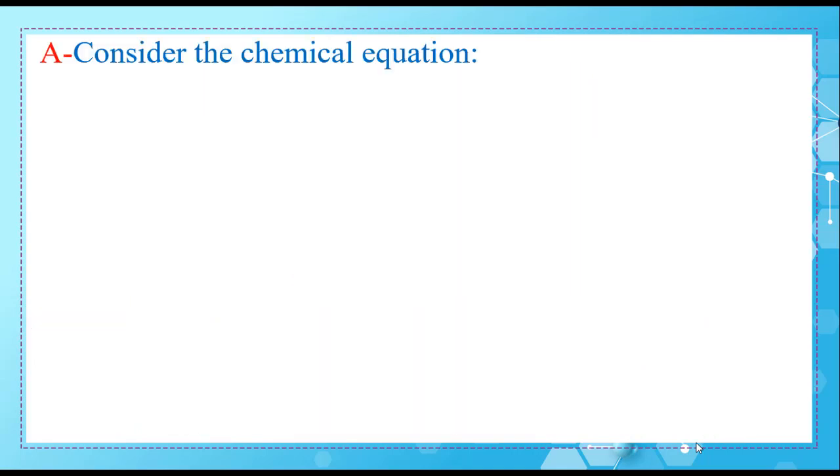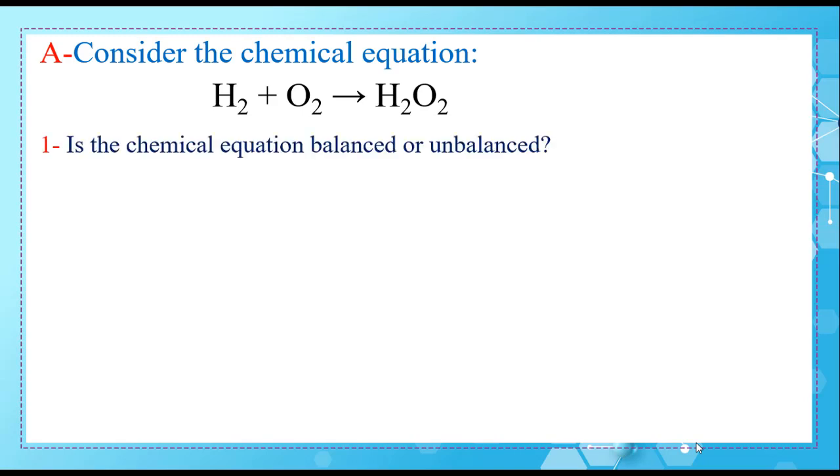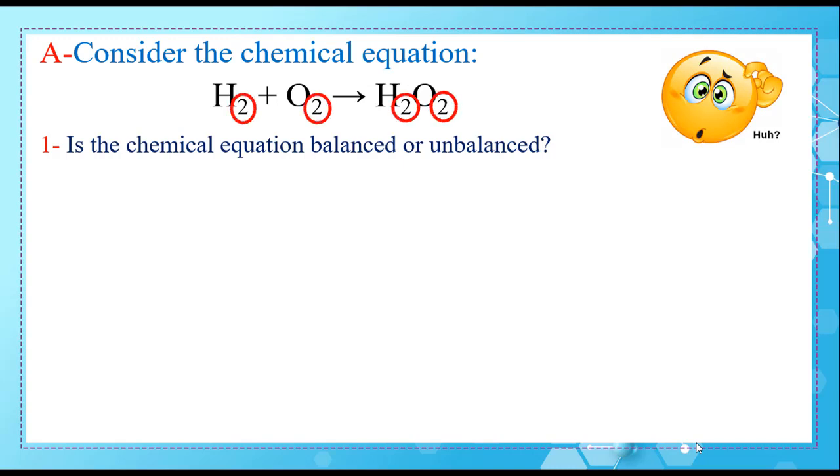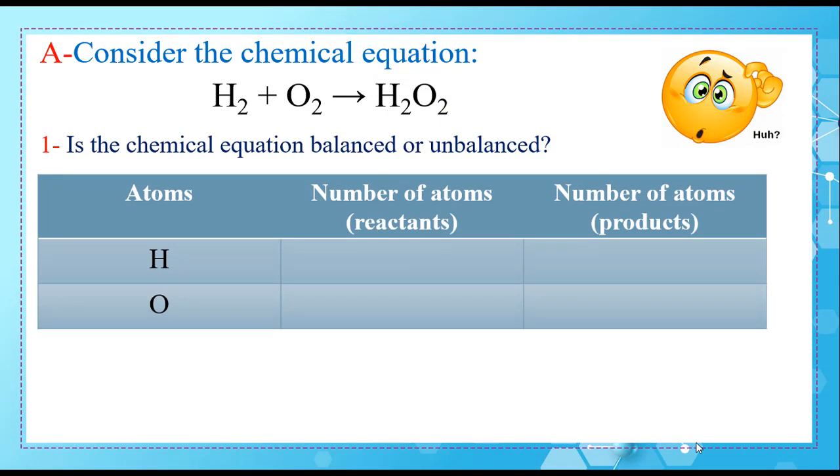Application A. Consider the chemical equation H2 plus O2 produce H2O2. Is the chemical equation balanced or not? To answer this question, we should start by counting the number of each type of atom on both sides of the equation. To make this step easier, draw a table that shows these numbers.